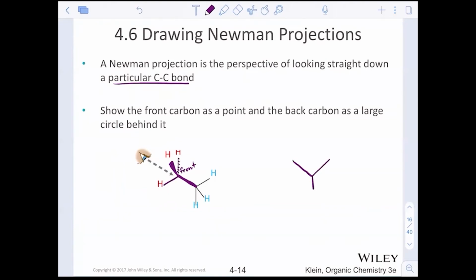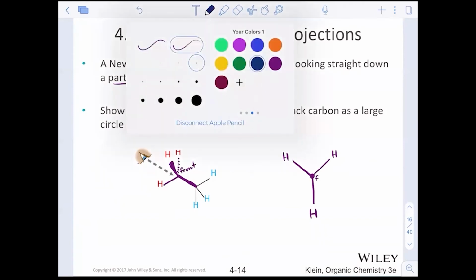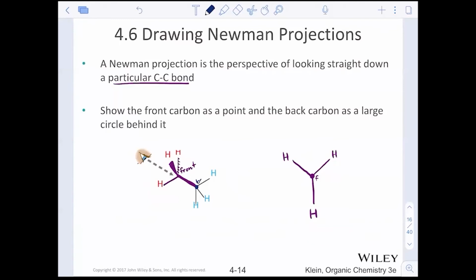What that little eyeball sees is this front carbon, I'll just label it F. It's got a hydrogen in the front, two on the top and one on the bottom. Now the back carbon here has a hydrogen sticking straight up, and then the wedge and the dash hydrogens below. To draw the back carbon, we do a circle so that we can say, hey, here's the back. Hydrogen sticking straight up and two hydrogens out to the side.